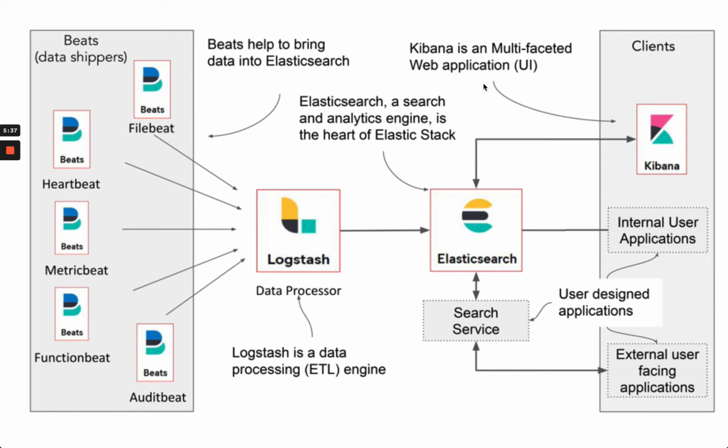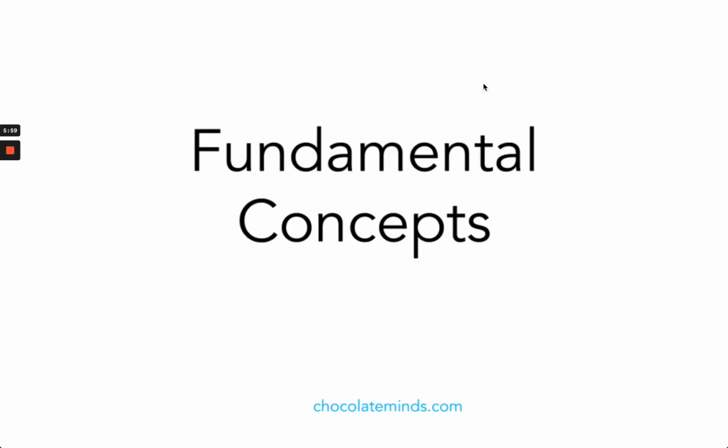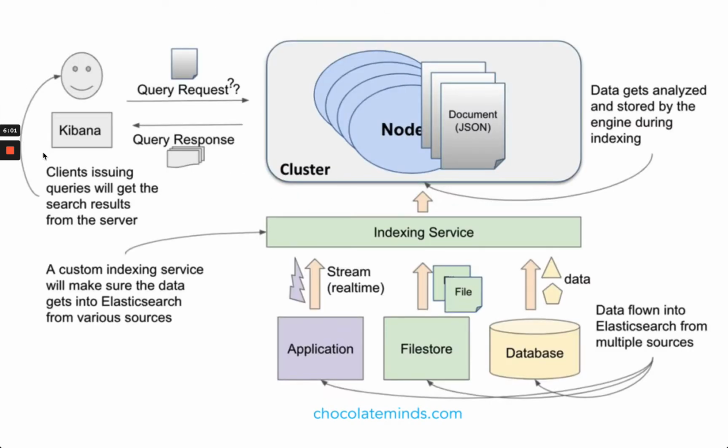It used to be called the ELK Stack. From version 6 or 7 onwards, they started calling it the Elastic Stack. So the Elastic Stack is made up of these four products, or four bits of a suite of products, I should say. Okay, so that's pretty much it, and I need to jump onto something called the fundamental concepts.